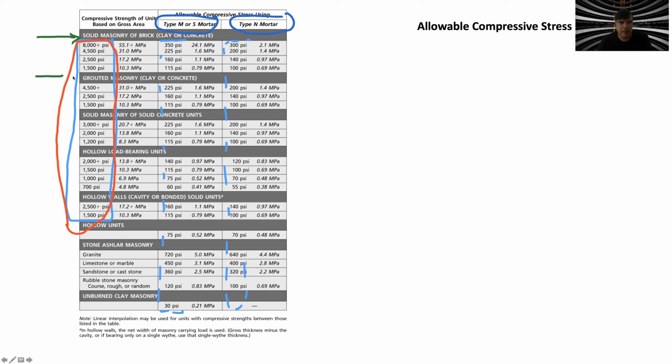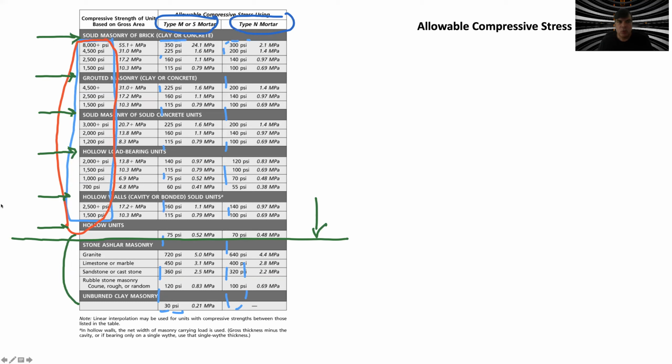This is the material type of wall. When I speak about material, I say it's all masonry, but what type of masonry? We have hollow units, hollow walls, grouted stone masonry, solid masonry, etc. We are not working with stone ashlar in this particular case. Our table will finish here where this line is.